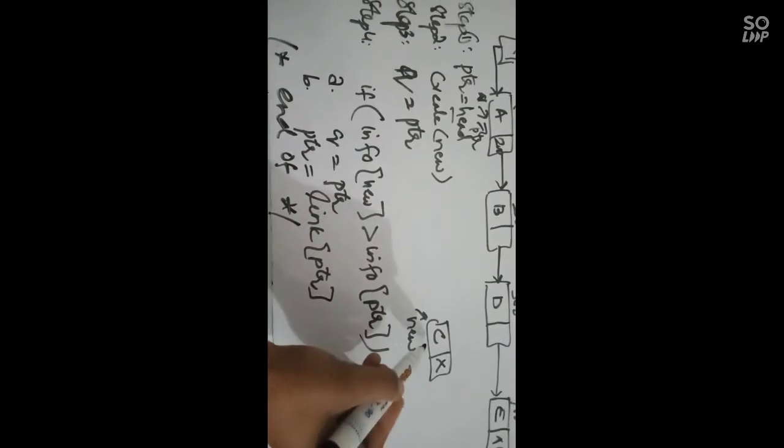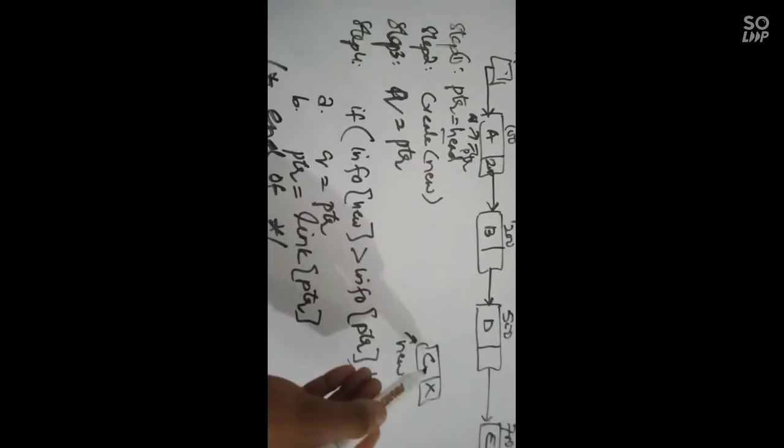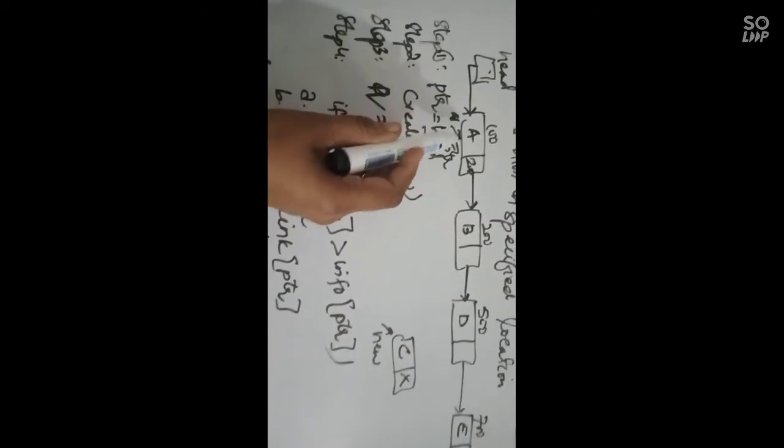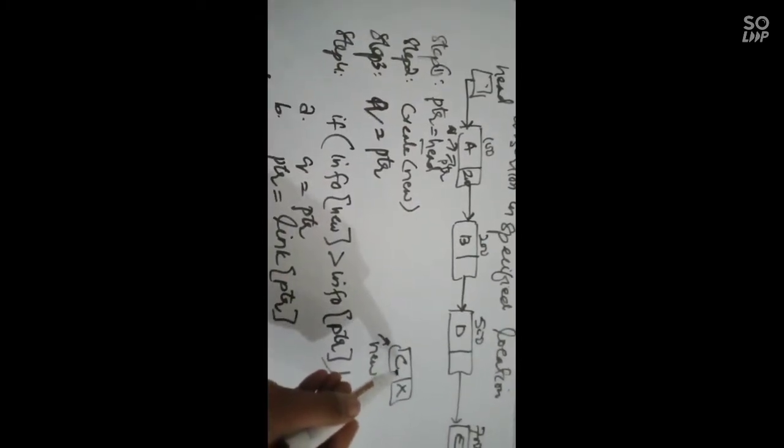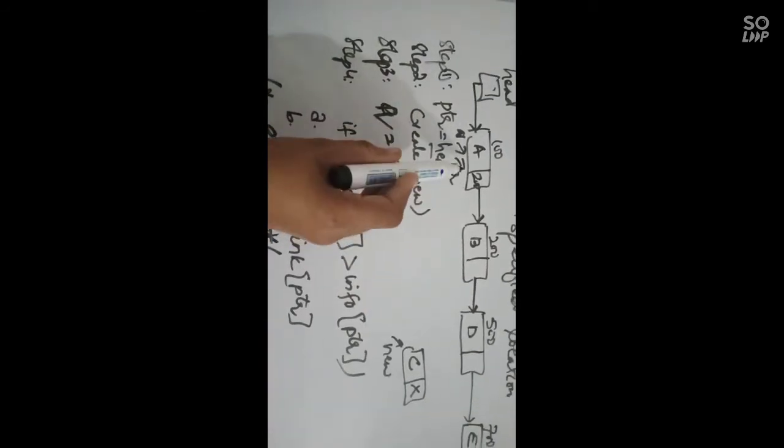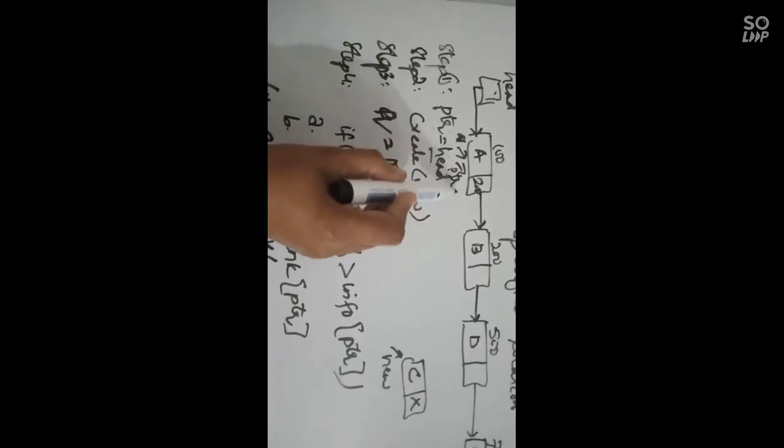So now comparing this info of new, info of new क्या है, c है, c is greater than a. Yes, it is greater than a, means it occurs at the third position in a to z letters, and a occurs at the first position. So with respect to position, c is greater than a, right? So if c is greater than a, we have to make this pointer forward.